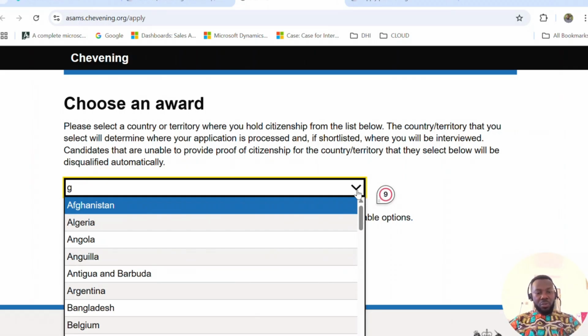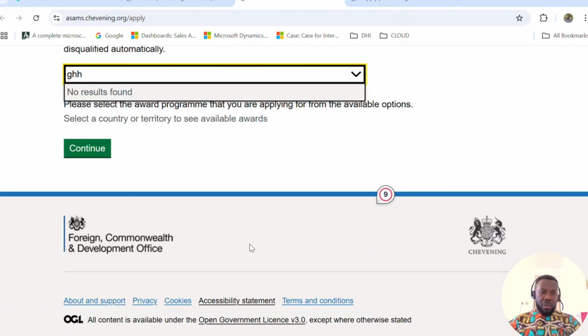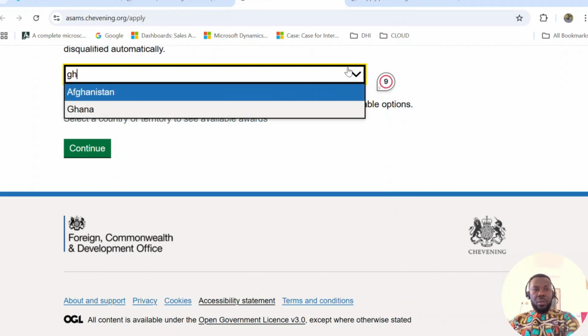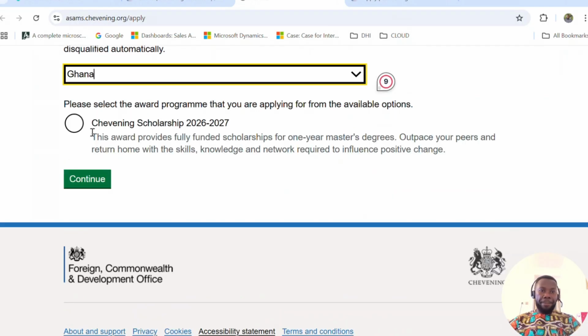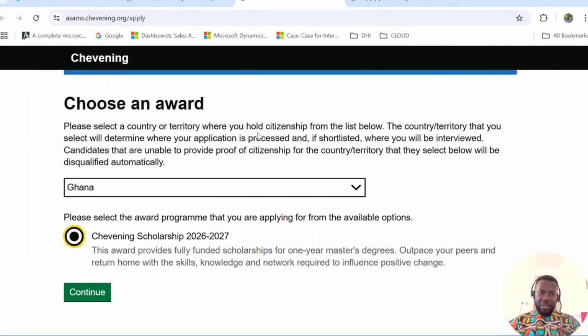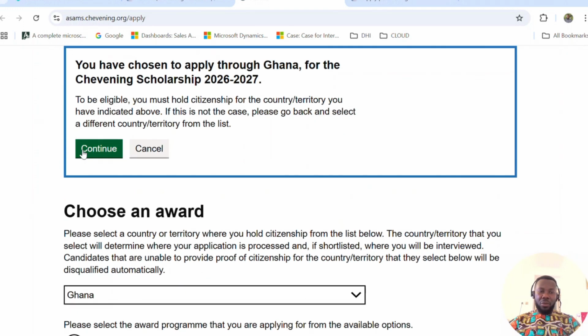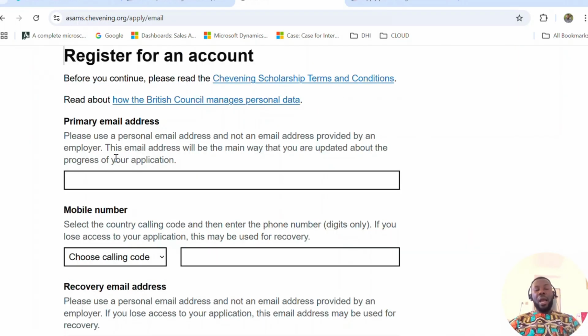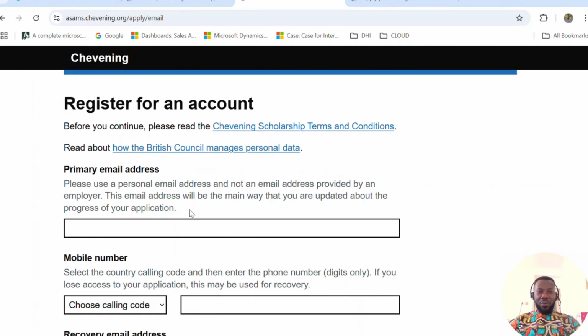And here again, we go Ghana, and then I select Chevening 2025-2026. That is the award currently available. Then I click on continue. You have chosen to apply through Ghana for the Chevening Scholarship 2026-2027. To be eligible, you must hold citizenship of the country or territory you have indicated above. If this is not the case, please go back and set a different country or territory from the list. Right? It's still Ghana. So I go ahead with the application.